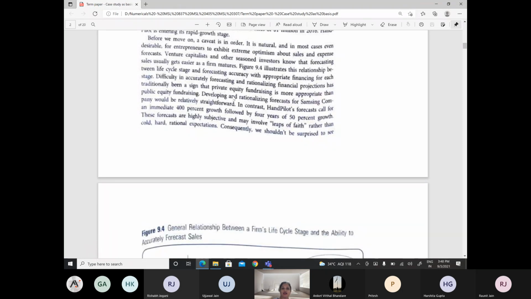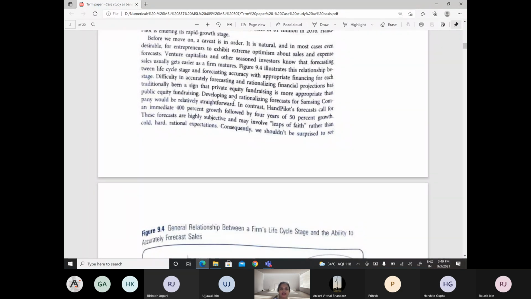Before we move on, a caveat is in order. It is natural and in most cases even desirable for entrepreneurs to exhibit extreme optimism about sales and expense forecasts. VCs and other seasoned investors know that forecasting sales usually gets easier as a firm matures. Figure 9.4 illustrates this relationship between life cycle stage and forecasting accuracy with appropriate financing for each stage.